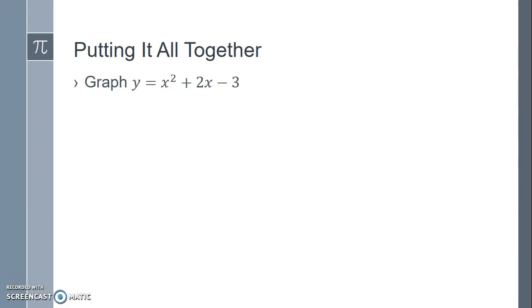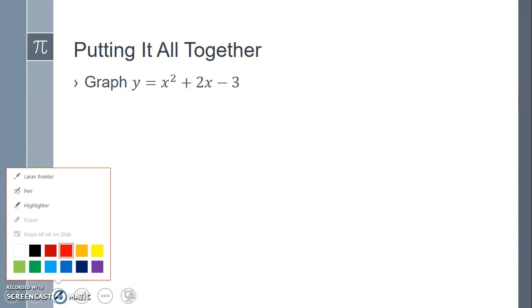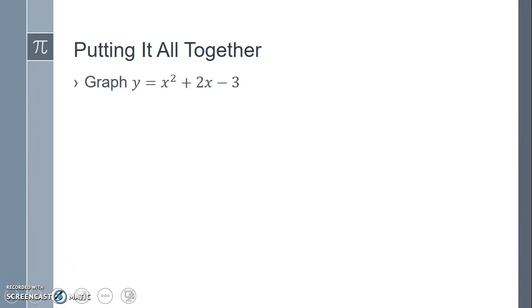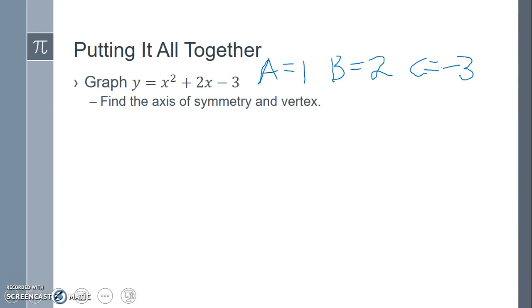We're going to graph this equation, y equals x squared plus 2x minus 3. The first thing we should do is label: a is equal to 1, b is equal to 2, and c is equal to negative 3. First step, we need to find the axis of symmetry and the vertex. We start by using our formula, x equals negative b over 2a. We're going to plug in the values of 2 and 1 for b and a.